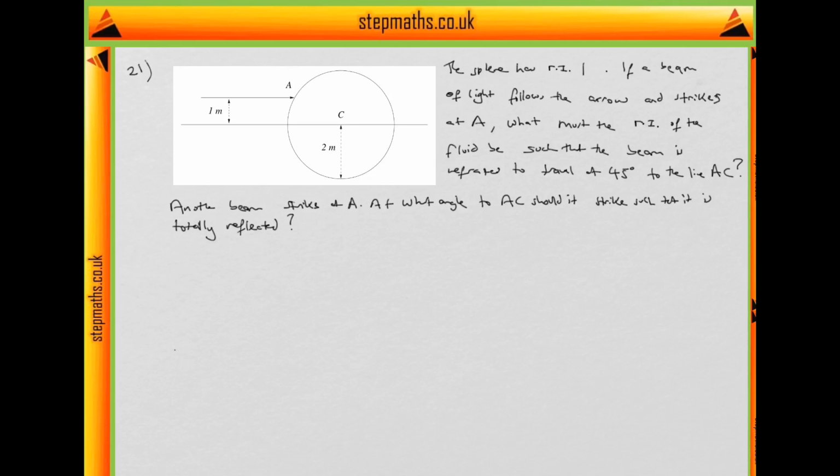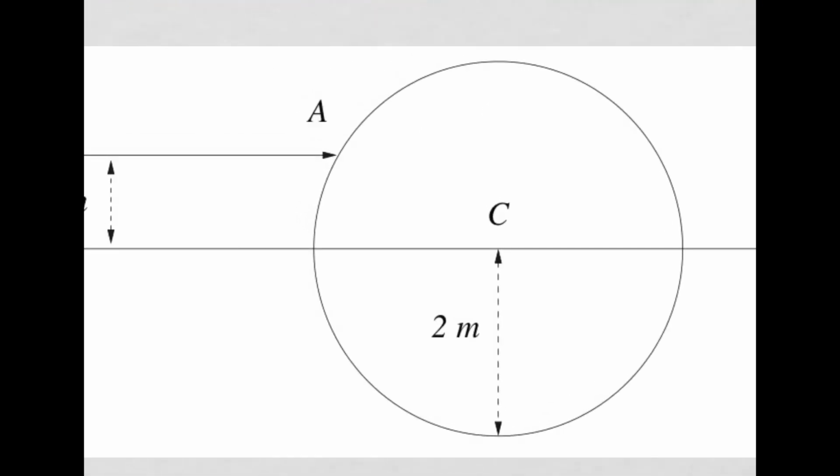Okay, so let's draw on what we've been told. So we want it to travel at 45 degrees to the line AC. So where is the line AC? Well, it's here.